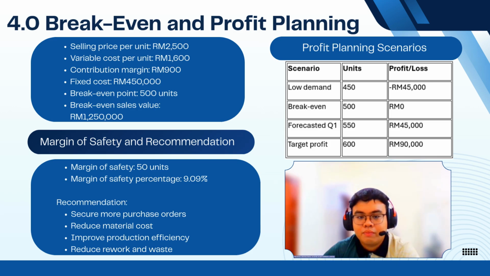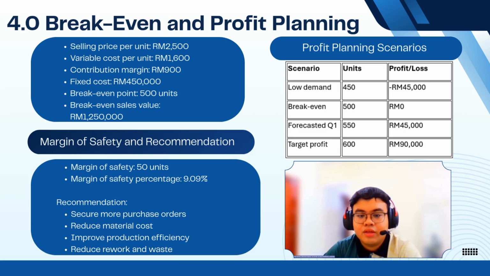So, for profit planning scenarios, the profit planning analysis shows different possible outcomes. If the company sells only 450 units, it will face a loss of 45,000. At 500 units, the company reaches break-even. The current forecast is 550 units, giving a profit of 45,000. However, if Inotech wants a stronger profit of 90,000, it needs to sell 600 units in the first quarter.